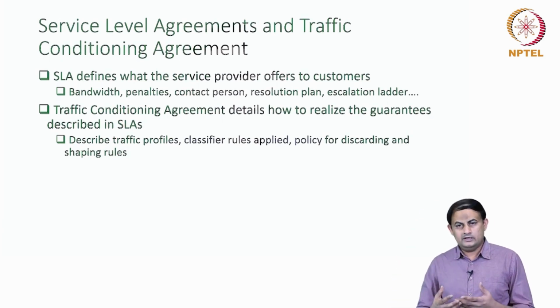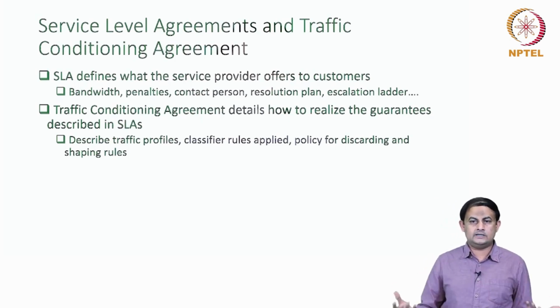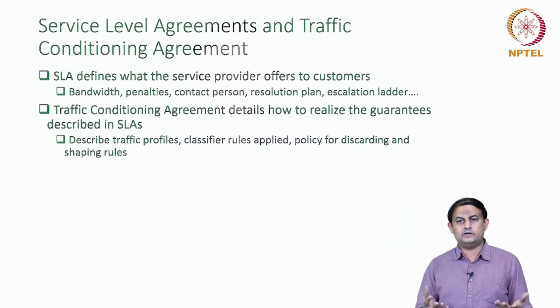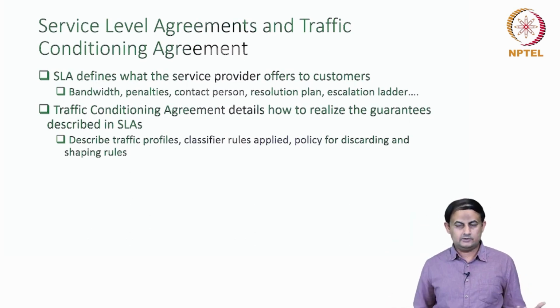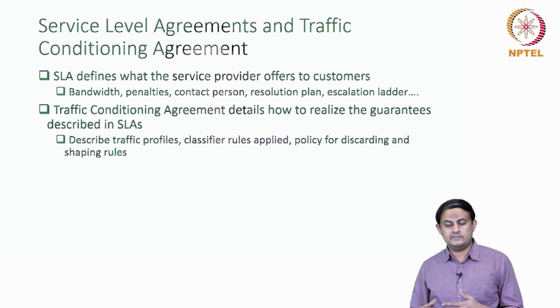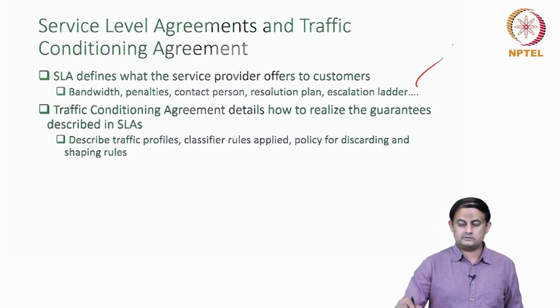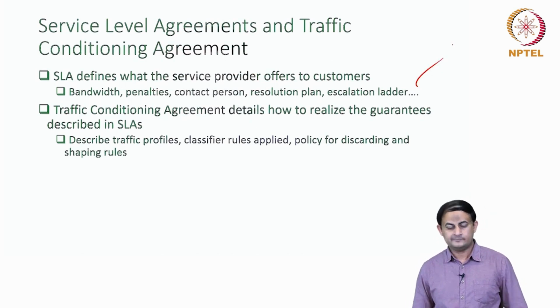So if there is an issue, then how exactly do they resolve that issue, and what is the escalation matrix if the first person, who is the point of contact, is not able to resolve the issue? Whom to contact, and how the escalation matrix actually works. All these details are put into this service level agreement.